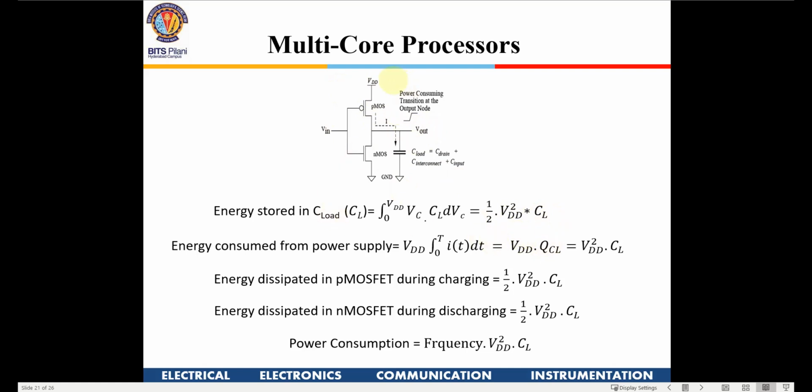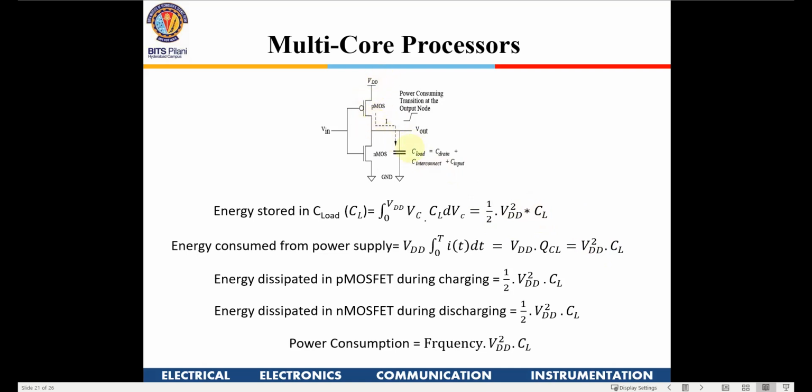But what is the energy which is taken from the power supply? If you integrate the voltage times the current, you get the energy which is taken from the power supply. If you do that, you will get VDD square CL. So this is the energy taken from the power supply, and this is the energy stored in the capacitor. You will find a half VDD square CL is missing. So what about the other half VDD square CL? That is dissipated as heat in the PMOS.